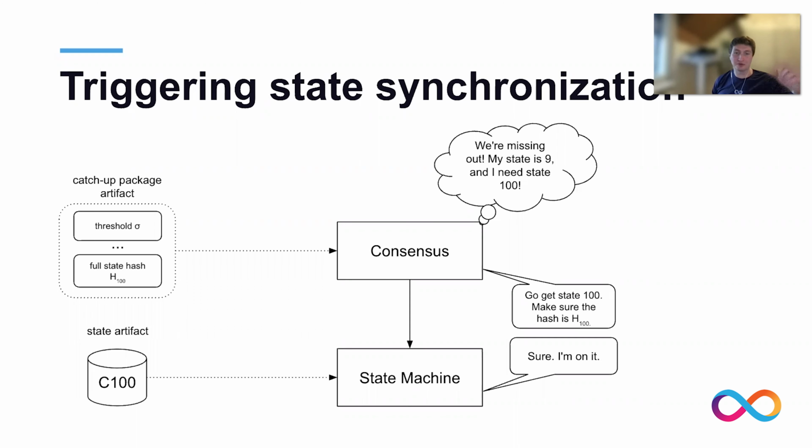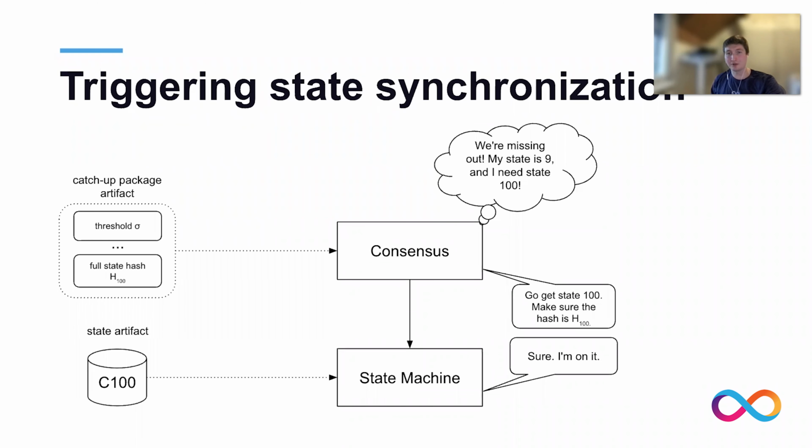Then it goes to the state machine, which is also a client of P2P, and says, can you please fetch and unpack the state number 100? By the way, make sure that the hash is the one specified in the catch-up package. And the state machine remembers the state it needs to fetch. When it sees the advertisement of the states, it compares the hashes. And if the hash is the right one, it goes on to fetch the actual state, the set of files.